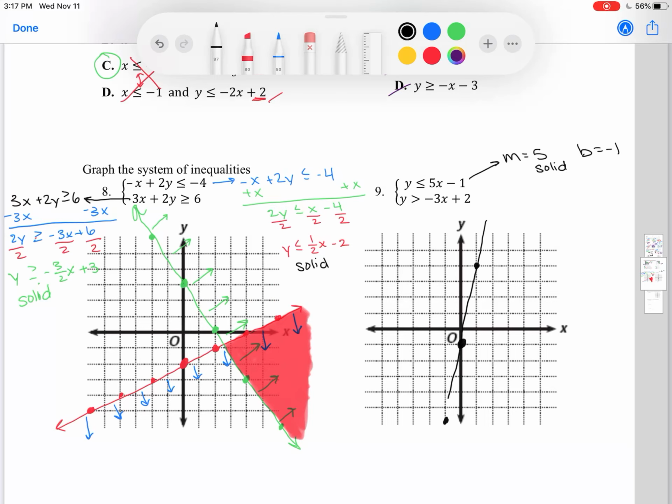So I can graph that at negative 1 with a slope of 5. So that tells me I need to go up 5 and right 1. I can also go down 5 and left 1. And when I make my line, I want to make a solid line when I connect my dots.